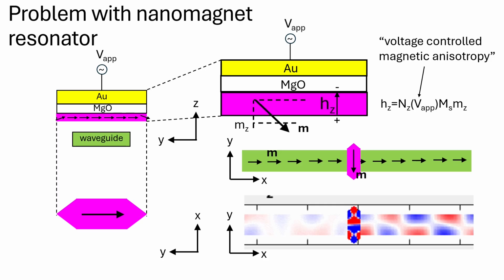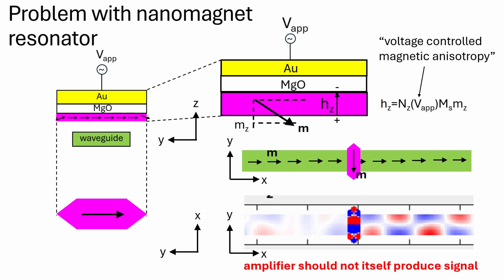This will emit spin waves into the magnonic waveguide underneath, which is disastrous because an amplifier should not produce a signal by itself. An amplifier should amplify an existing input signal, but should not produce a signal by itself out of nothing.